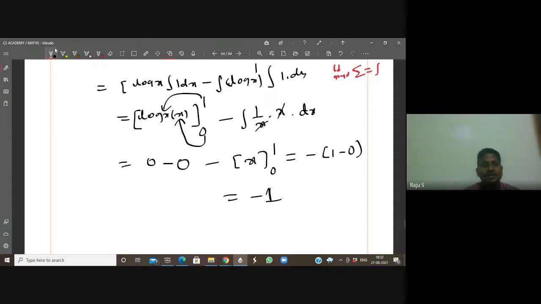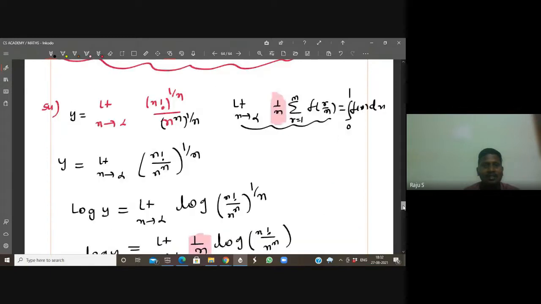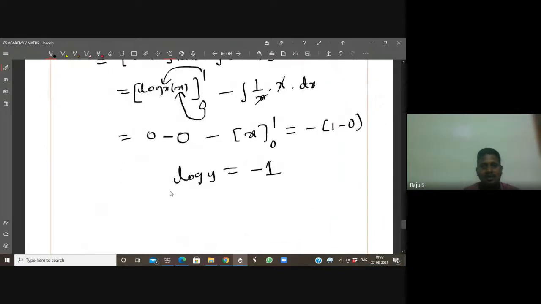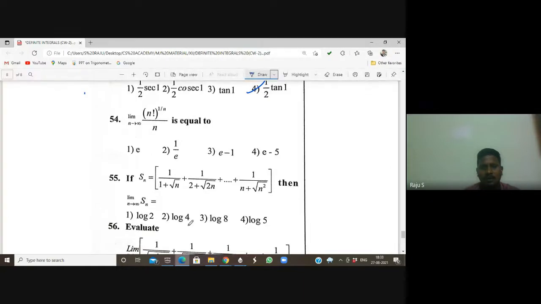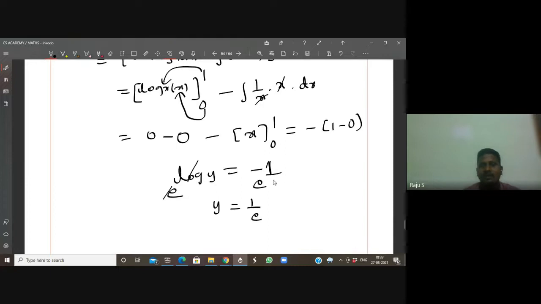But the left side is what, students? Left side is log y. But we require only the value of y, not log y. Log y value is minus 1, but we require only y. So take base e, so that both will be cancelled. So e to the power of minus 1 is 1 by e, y is equal to 1 by e. Any option, 1 by e is the second option. Got it?